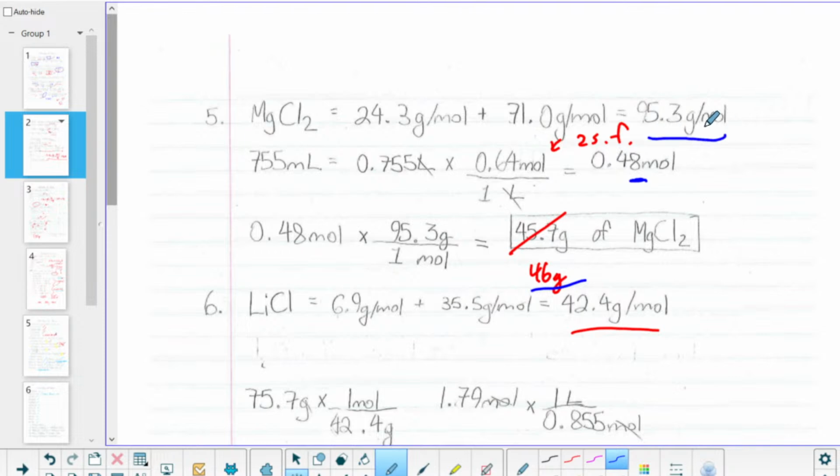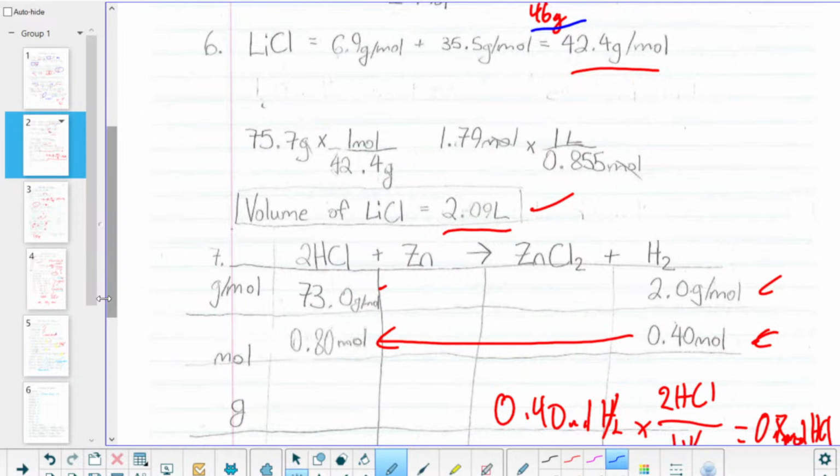And then of course the molar mass there. Lithium, 6.9, 35.5, 42.4 grams per mole. Take the mass, divide by the molar mass, you'll get the number of moles.